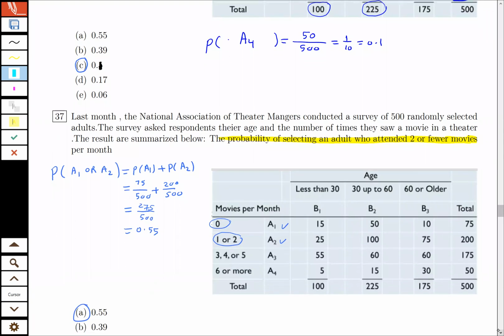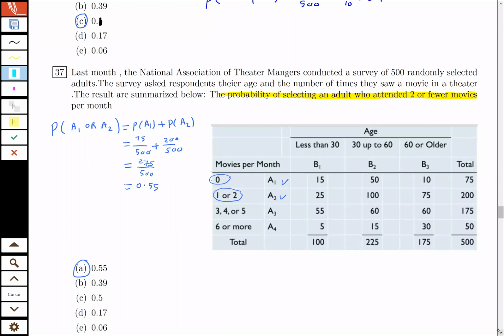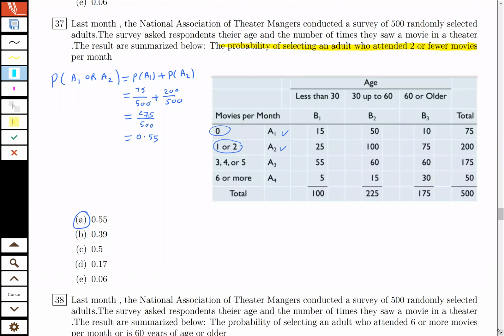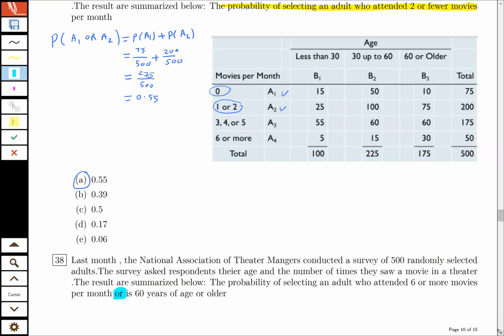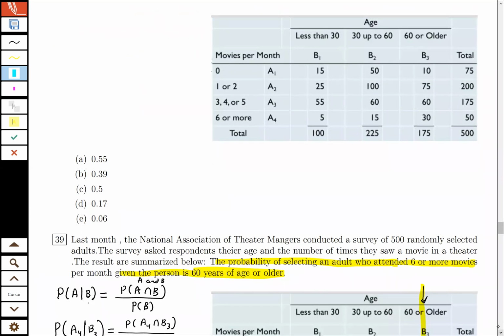Don't confuse between 38 and 40. In 38, he said what? The word 6 or more movies and what? Here the word what? Or. Or is different from and. And has a rule. Or means addition. And means multiplication.